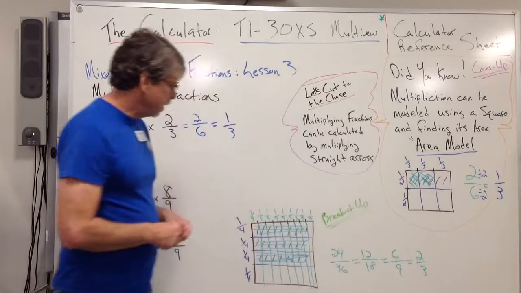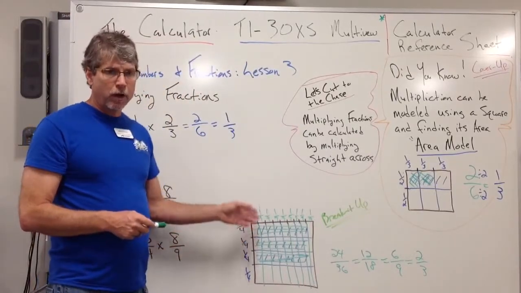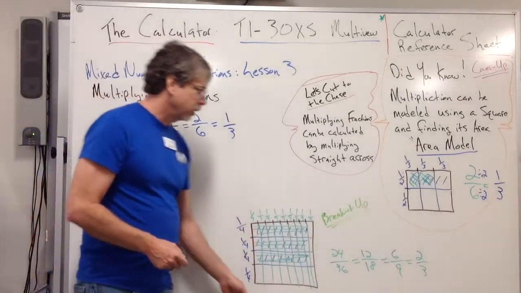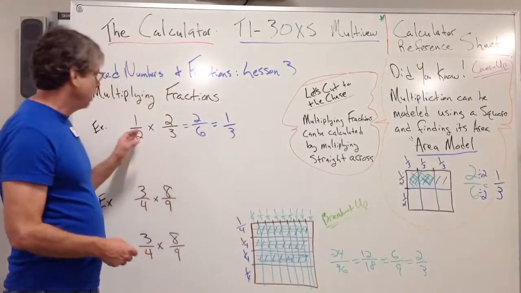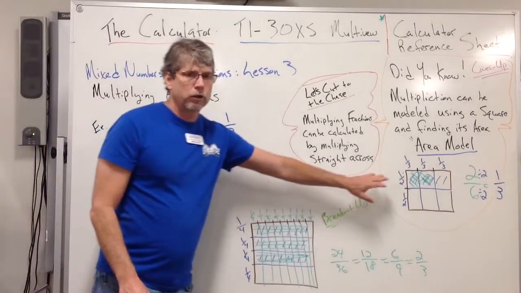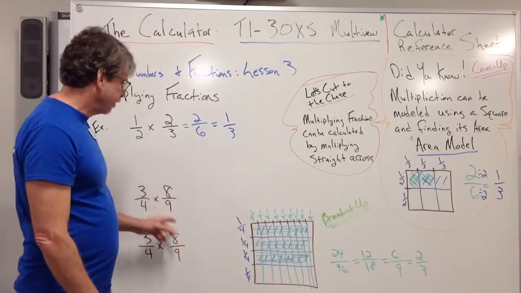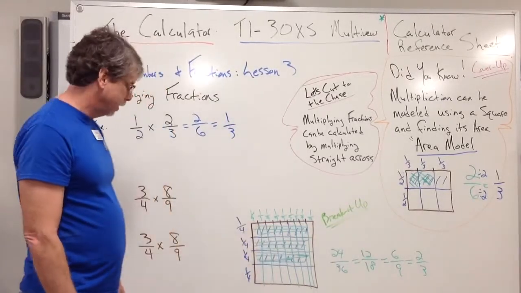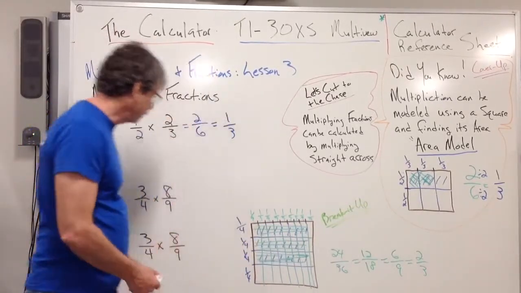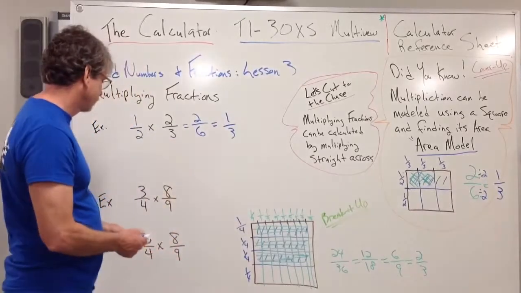So that would be a method, but notice how that all of a sudden really bogs down. That no longer becomes a very good strategy. Small numbers, not that big of an issue. You can draw pretty easily. Bigger fractions, a lot more complicated to draw and read. So that's where the shortcut can help out.